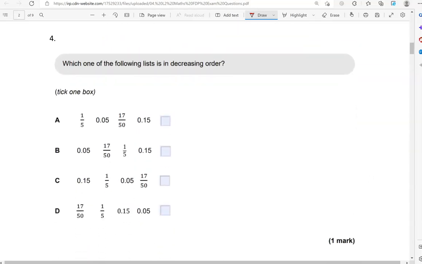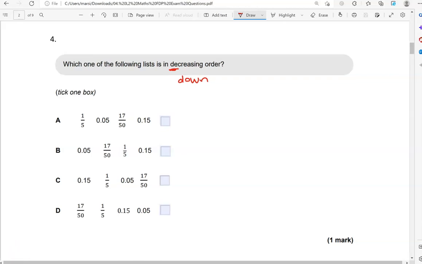Which one of the following lists is in decreasing order? Decreasing means going down. They both begin with D, so going down in value, from the highest to the lowest, in other words. Looking at these, we've got fraction, decimal, fraction, decimal. So we could convert them all into decimals or fractions, whichever you prefer. I'm going to do both, just so that you can see, but obviously you don't need to do both in the exam. So let's convert all of these into fractions.